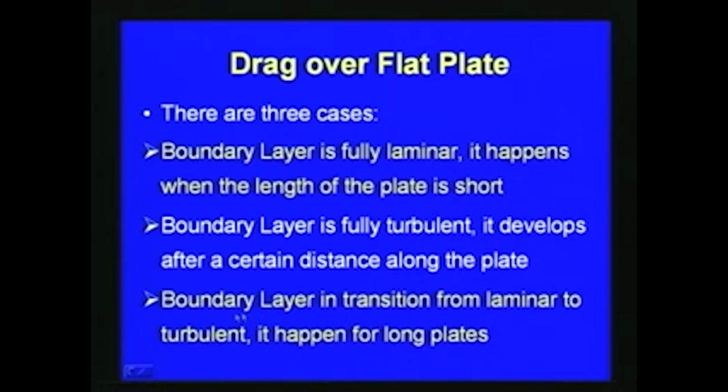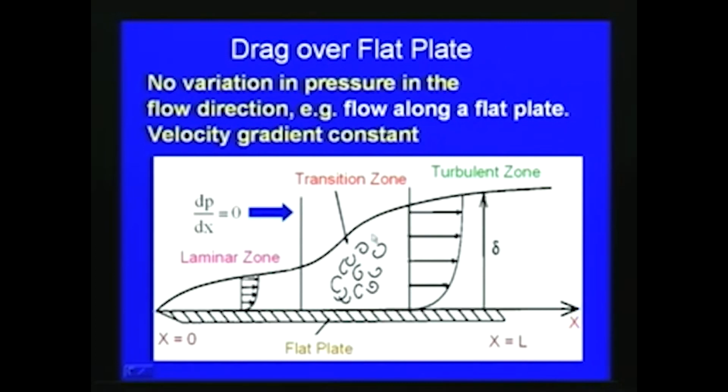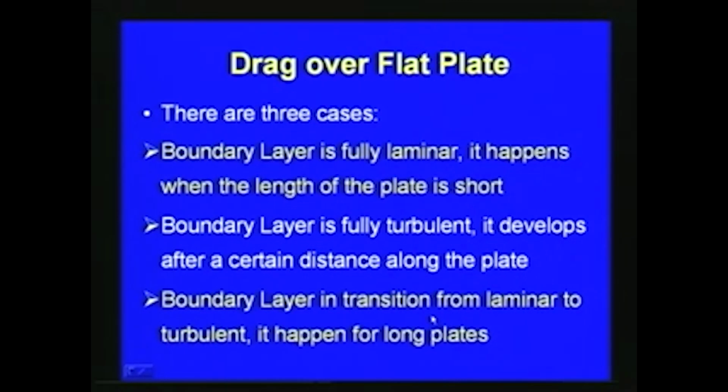The third case is the boundary layer in transition from laminar to turbulent. This is the case of the transition zone: here you can see this is laminar, here it is turbulent, and here is the transition zone. Here we want to find the drag force for the flat plate, since this is one of the typical cases generally used to analyze various parameters. To analyze the drag force and the coefficient of drag, we use the flow over a flat plate problem.